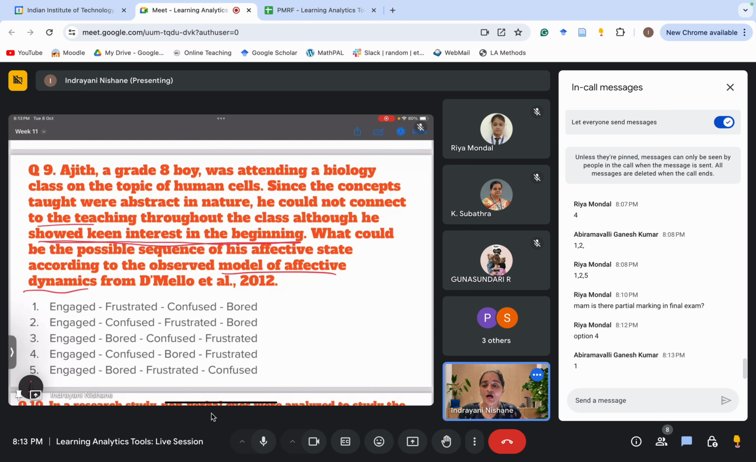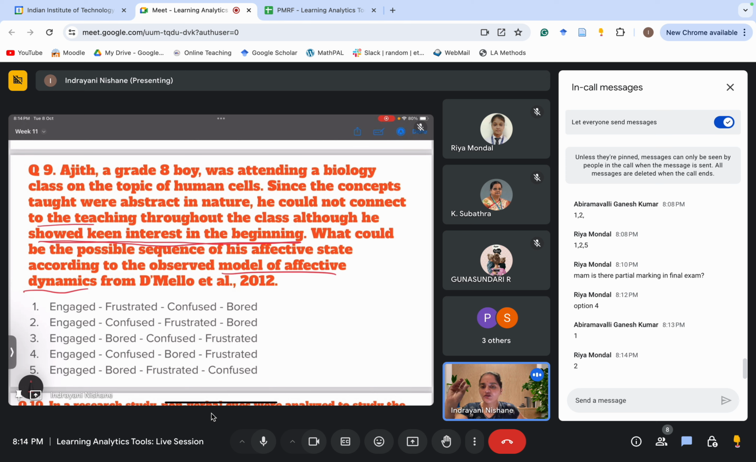He said that generally in the beginning of lectures, students are engaged, and afterwards they get confused when they are not able to keep up with the information being delivered. Prolonged confusion translates into frustration after some time: why am I not able to understand? But if that frustration is also persistent for a longer duration, they get bored: fine, I'm not able to understand, why should I pay attention? And they will be disengaged. This is the theory behind the affective dynamics model.